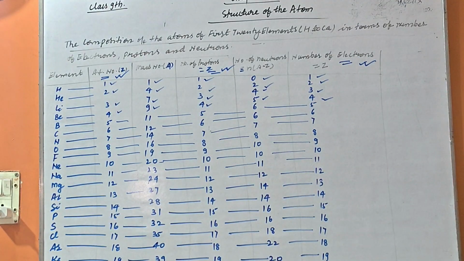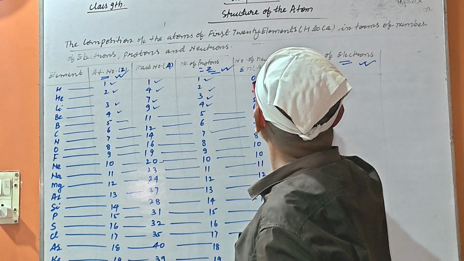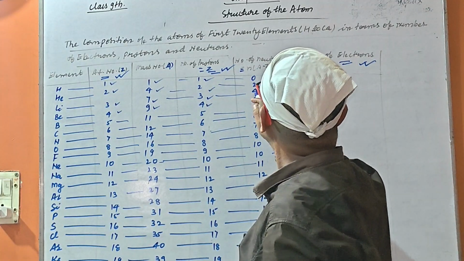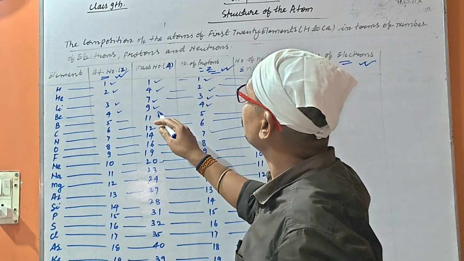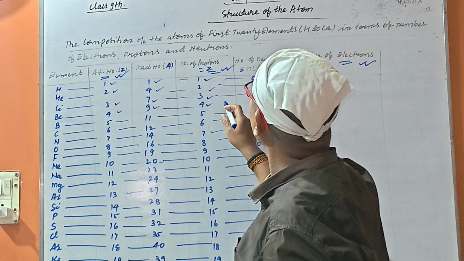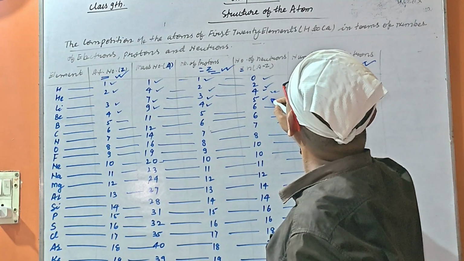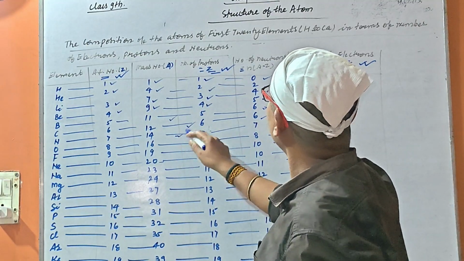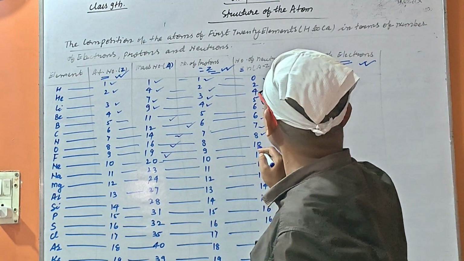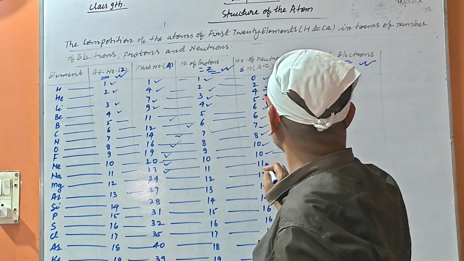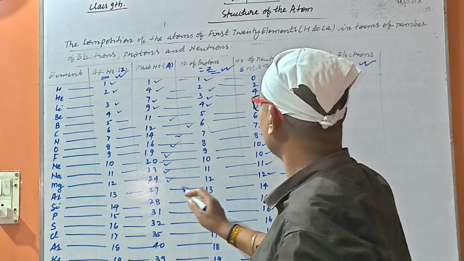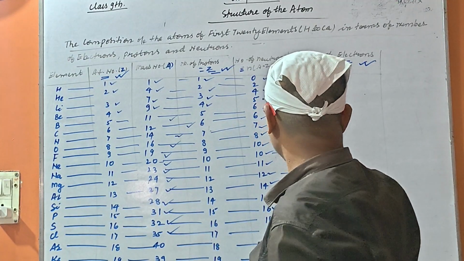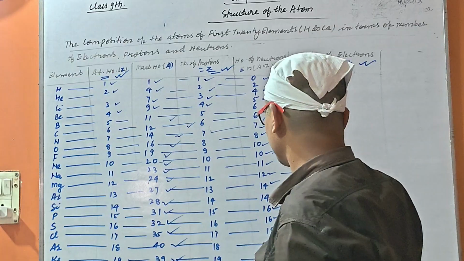But there is variation in the mass number. The mass number of hydrogen is 1, number of neutrons is 0; mass number 4, neutrons 2; mass number 7, neutrons 4; beryllium 9, neutrons 5; 11, 6; 12, 6; 14, 7; 16, 8; 19, 10; 20, 10; 23, 11; 24, 12; 27, 14; 28, 14; 31, 16; 32, 16; 35, 18; 40, 22; 39, 20; and 40, 20.